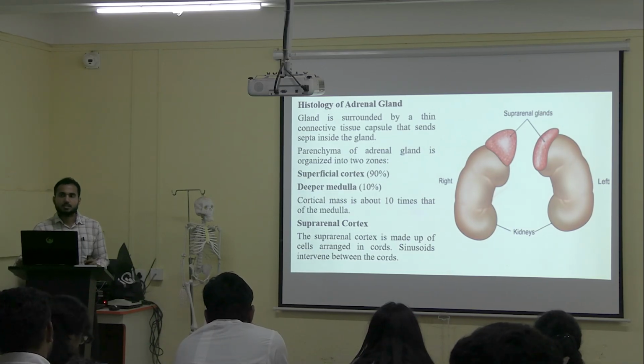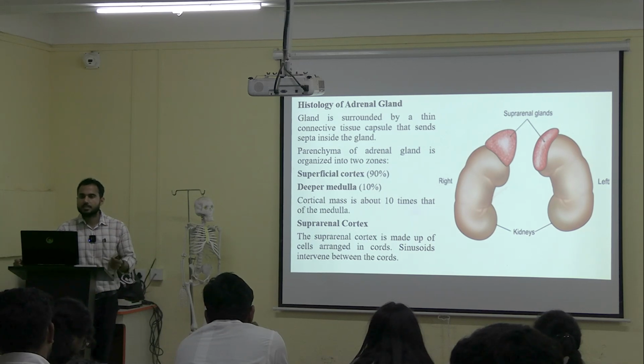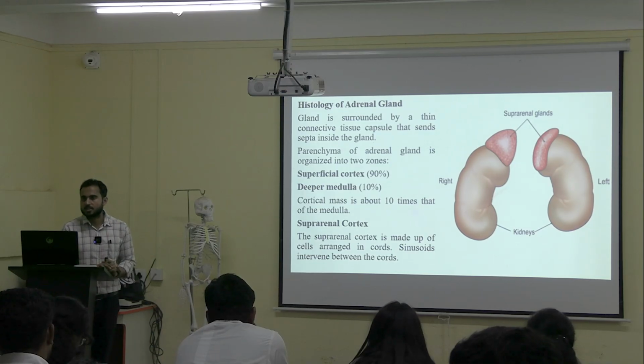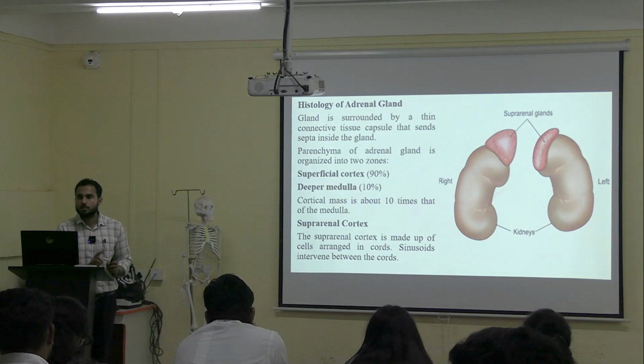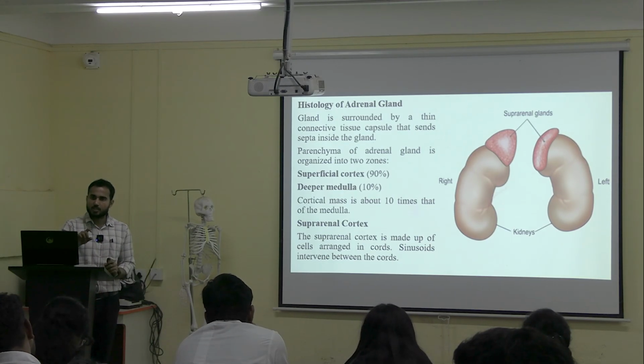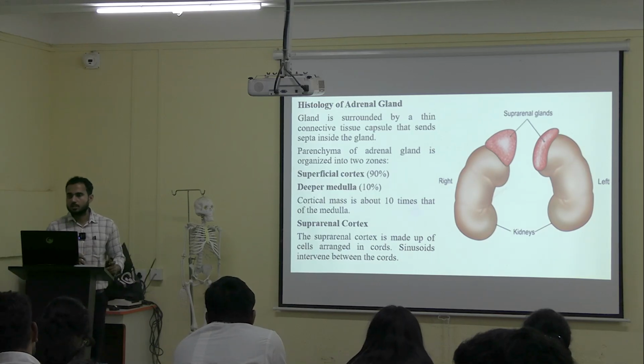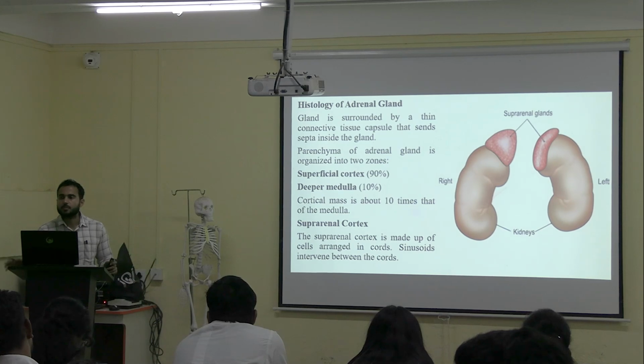Next, in case of the cortex, different types of cells are present. Arrangements are different, and depending on the arrangement, the cortex is divided into 3 zones. From there, the various hormones are secreted. When we come to the medulla, only 2 types of cells are there from which the secretions take place, and the size of the medulla is very small. Cortex is darkly stained, medulla is pale in stain. This is an important identifying feature of the suprarenal gland.